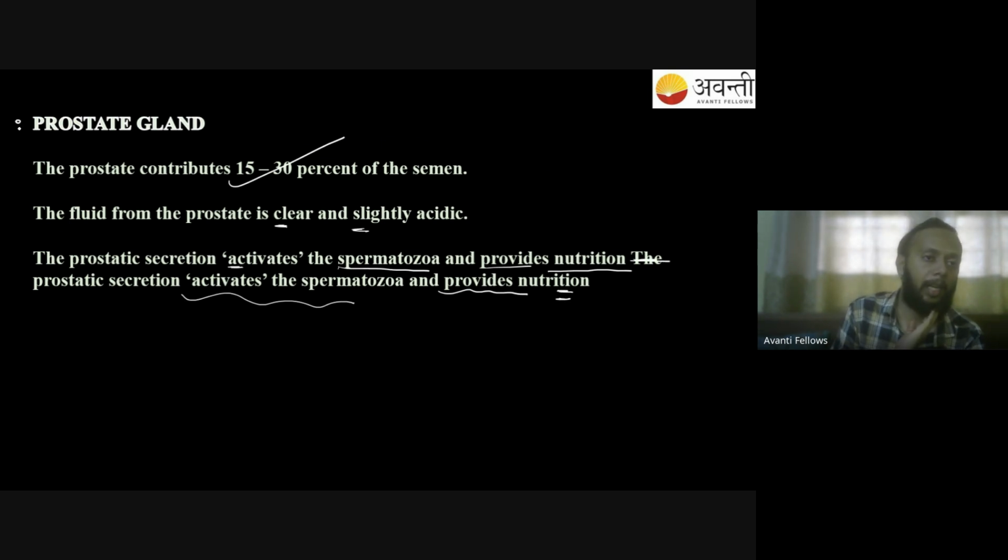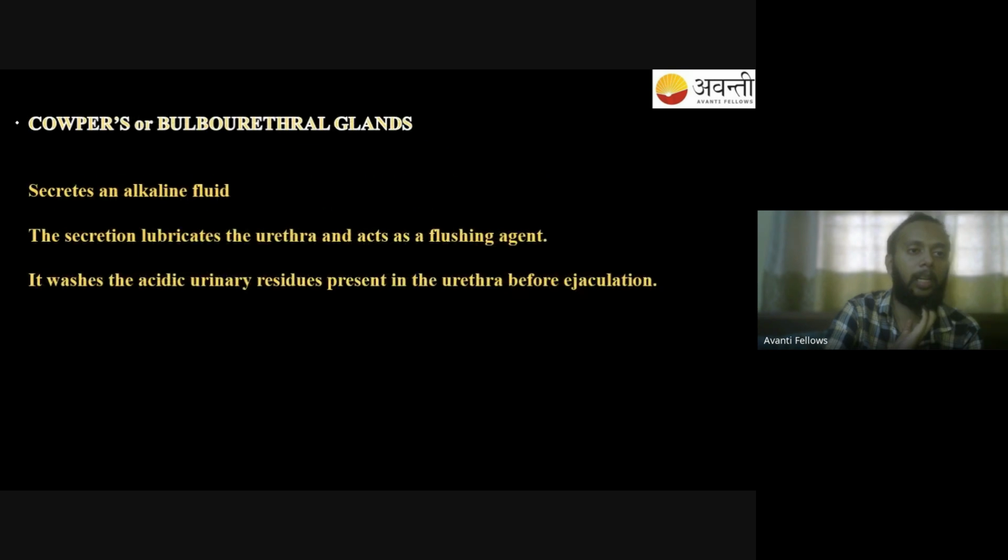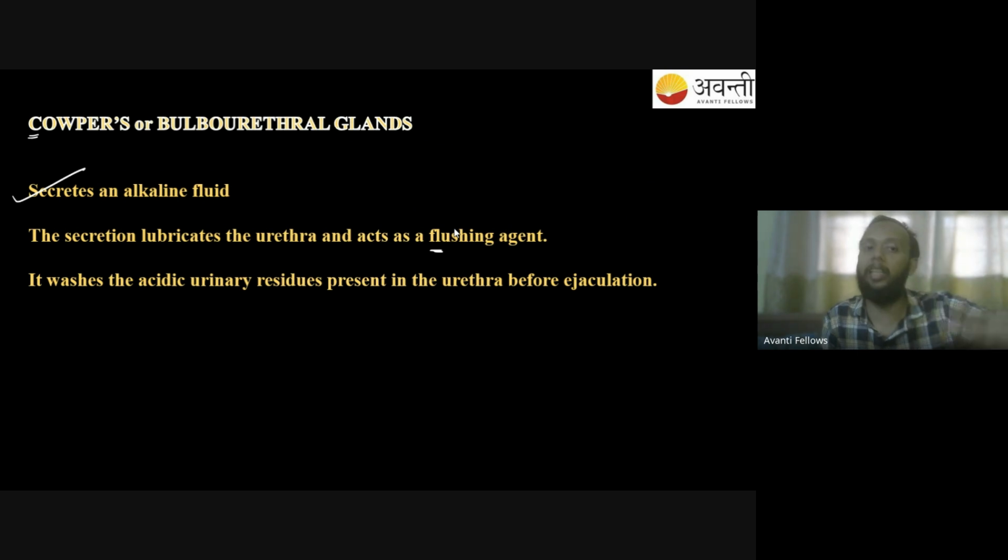Okay, and then you have your bulbourethral gland, which is also called my Cowper's gland, secretes an alkaline fluid. The secretion lubricates the urethra and act as a flushing agent. Flushing means जो भी आपको वहाँ पे यूरिन का जो एसिडिटी है उसको आप वहाँ से निकाल देते हो. So it works as a flushing agent. It washes the acidic urinary residues present in the urethra before ejaculation.